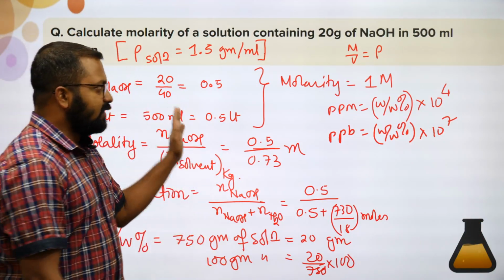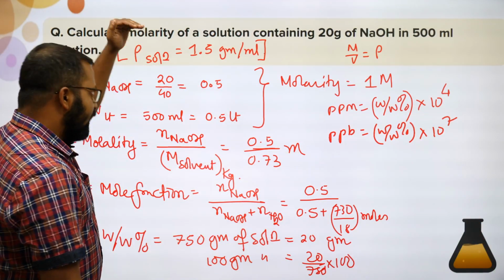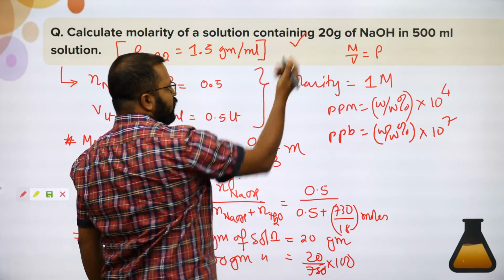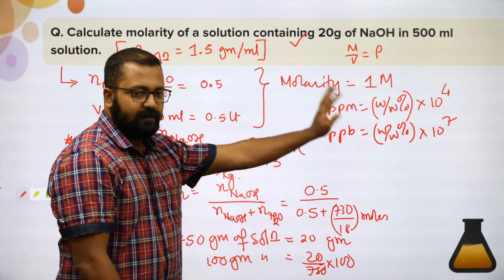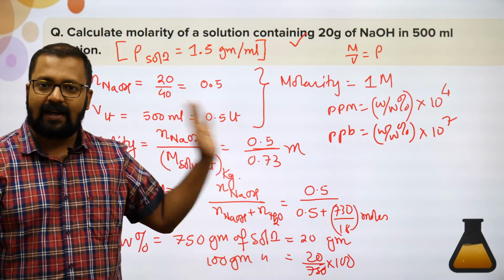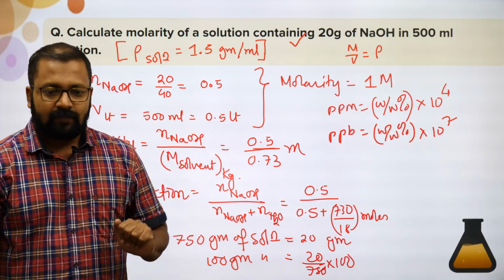Okay, is this understood? So we take this information, and without using any elaborate formulas, I can end up calculating everything. Fine.